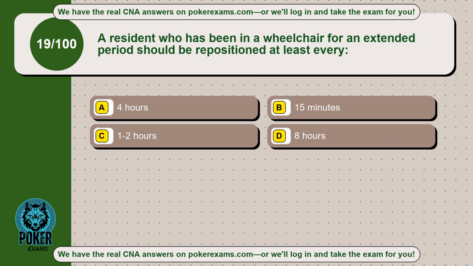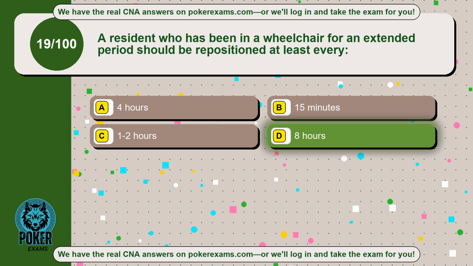Question 19. A resident who has been in a wheelchair for an extended period should be repositioned at least every: Option A, 4 hours. Option B, 15 minutes. Option C, 1 to 2 hours. Option D, 8 hours. The correct answer is option D, 8 hours.